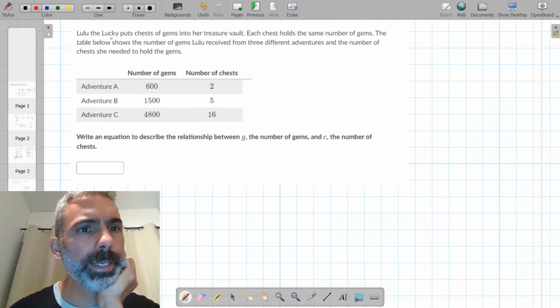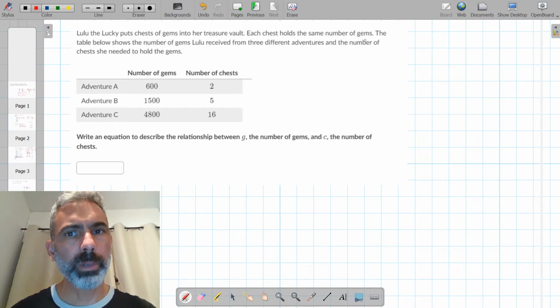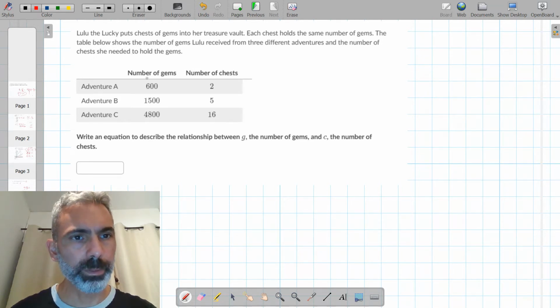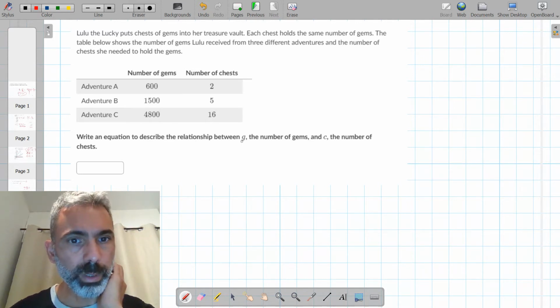Lulu, the lucky, puts chests of gems into her treasure vault. Each chest holds the same number of gems. The table below shows the number of gems Lulu received from 3 different adventures and the number of chests she needed to hold the gems. Okay. Write an equation to describe the relationship between G, the number of gems, and C, the number of chests.